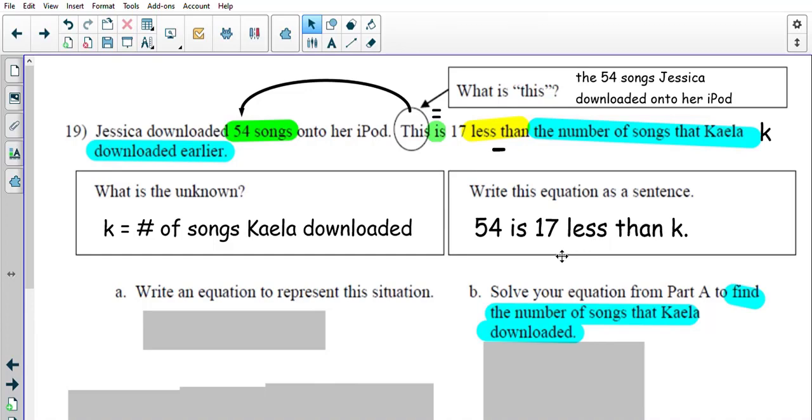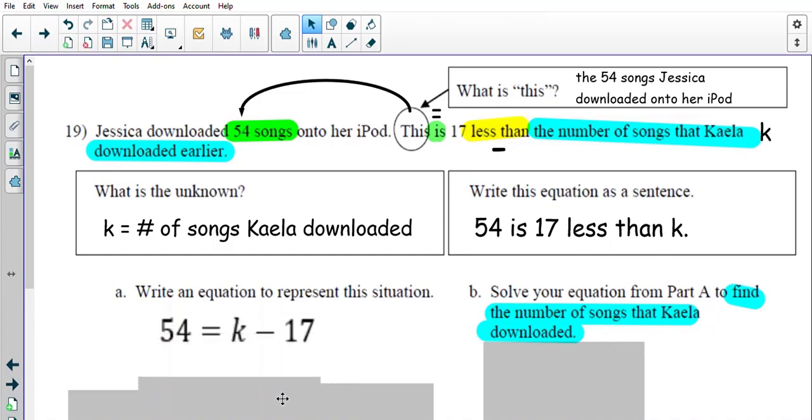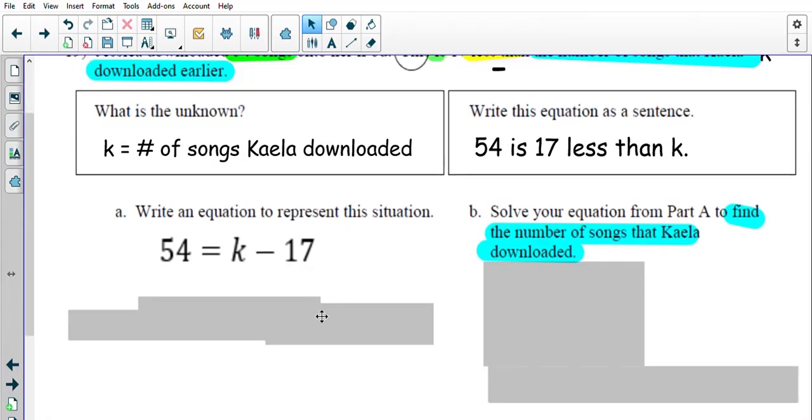So let's represent this then as an equation. 54 equals K minus 17. Please keep in mind that if we say 17 less than K, it means we need to take K minus 17. We need to take 17 away from K. This is the hardest part, is writing the equation. Once we write the equation, we just solve it like we solve a one-step equation.